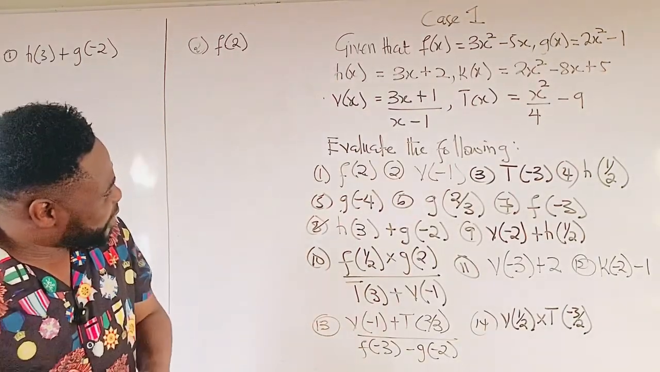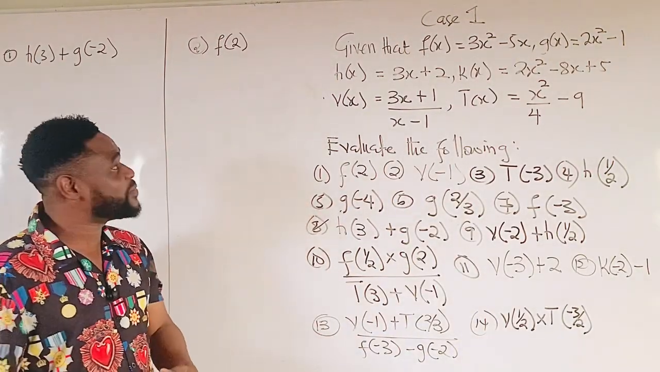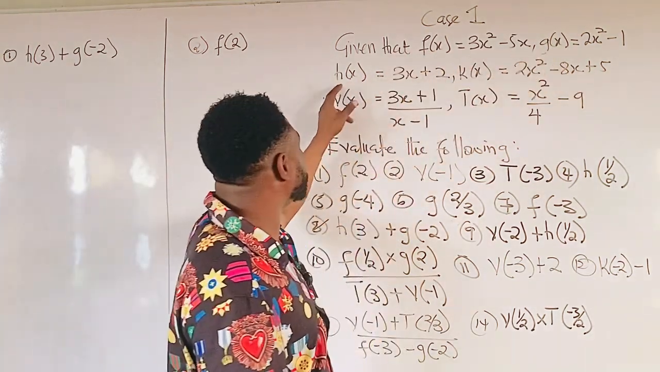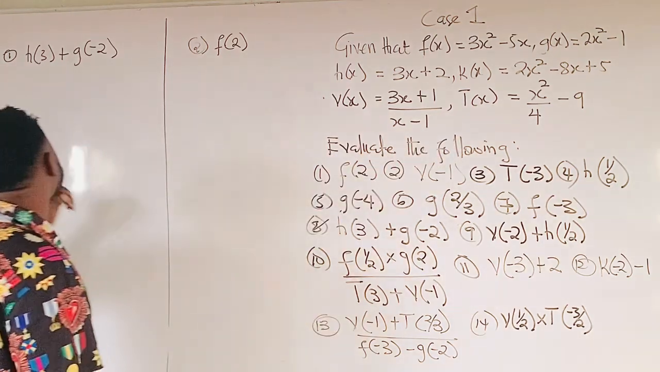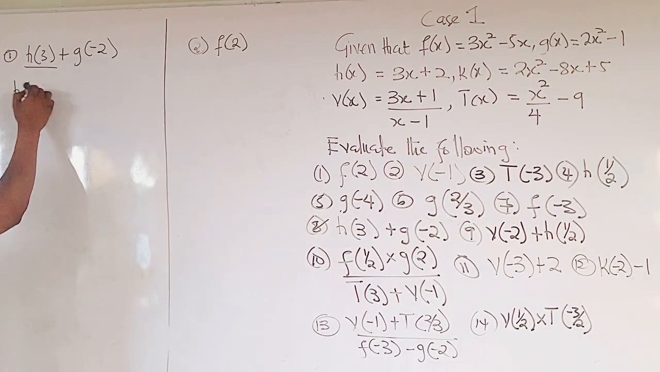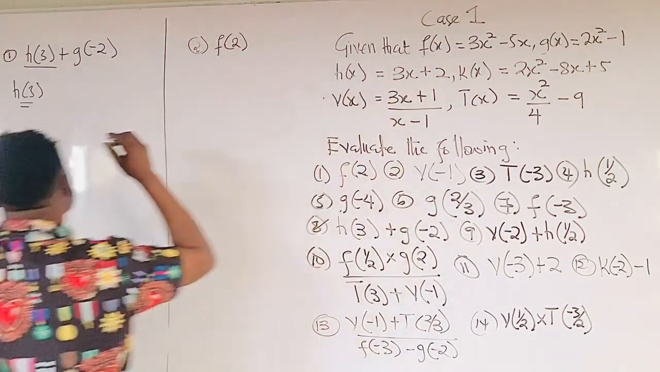Hi viewers, we want to look at how we can solve the following function questions on the board. We have been given f of x, g of x, h of x, k of x, v of x, and t of x. And we have been asked to find h of 3 plus g of negative 2. Now, first of all, we need to find h of 3. And how do we get h of 3? We need to use the h of x function.